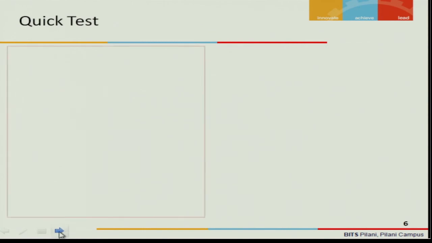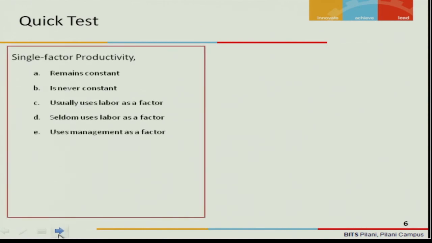The next question. Single factor productivity remains constant, is never constant, usually uses labor as a factor, seldom uses labor as a factor, and uses management as a factor. We have seen that single factor productivity conventionally uses labor as a factor.